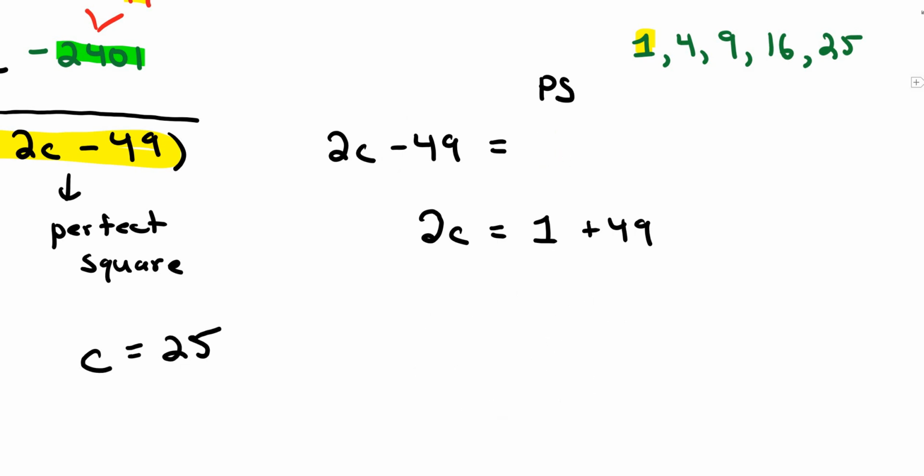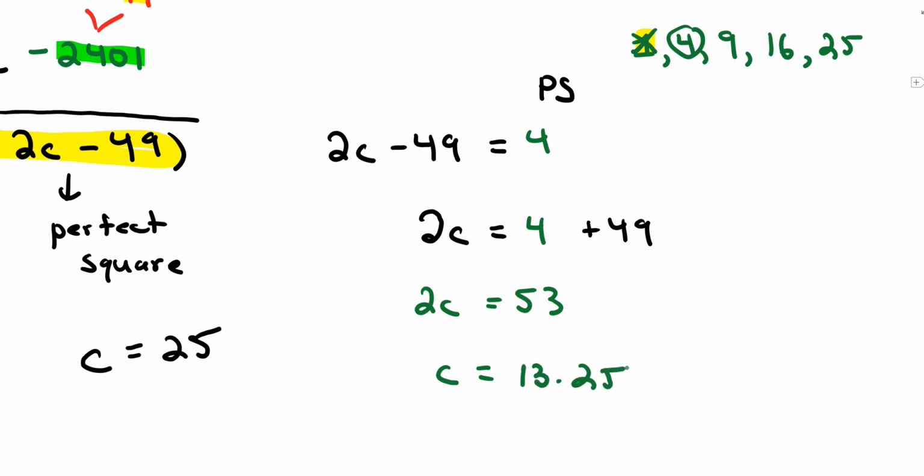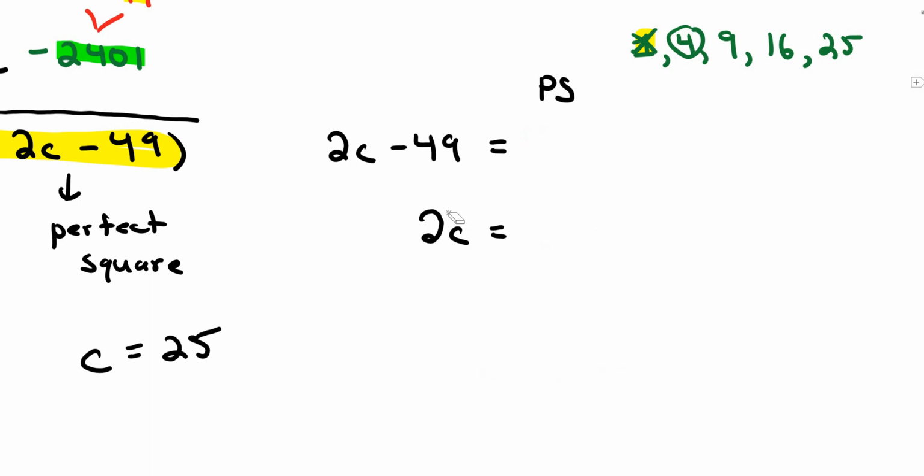Now that I'm done with the 1, let's try the 4 now. Let's see if the 4 works. Basically, we do the math here: 49 plus 4, so 2c would equal 53. If you divide both sides by 2, 53 divided by 2 gives you 13.25. This is not an integer, so 4 does not work. So we cancel all this, and we conclude that the 4 does not work.